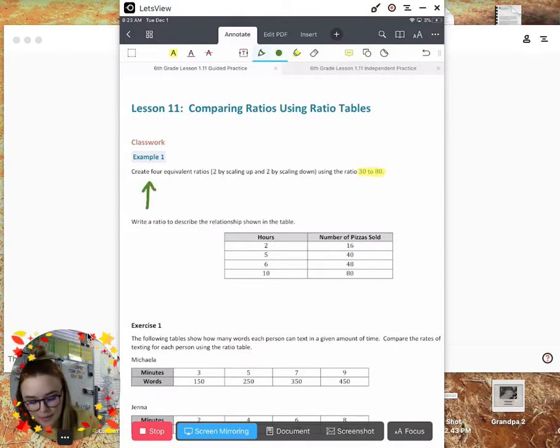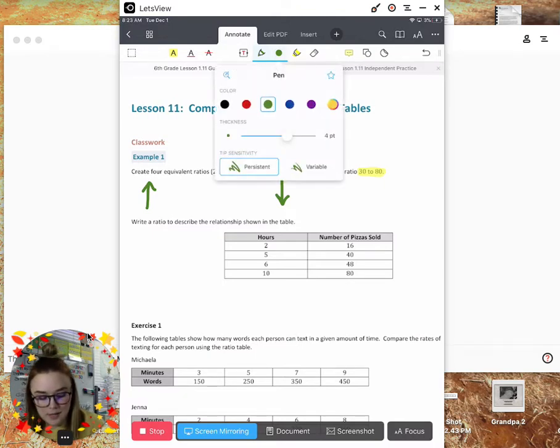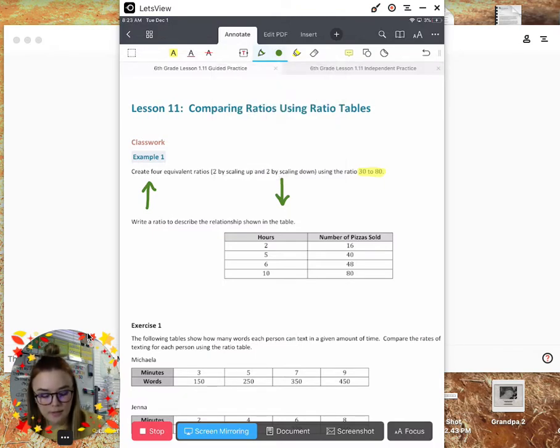So I'm going to make an arrow up to tell me that these are mine that are scaling up, and an arrow down saying these are mine that are scaling down. So to scale down, we can divide both sides of our ratio, or both numbers in our ratio, by the same number to make it smaller.